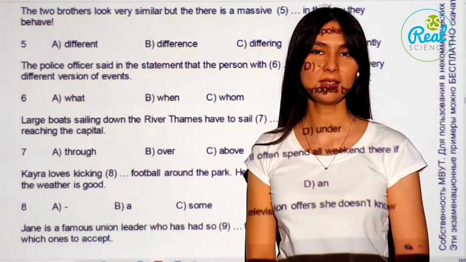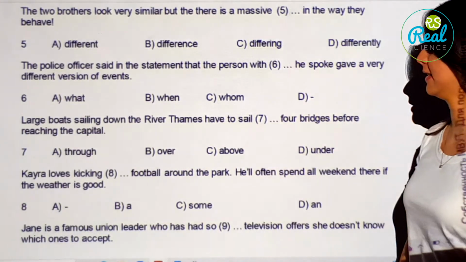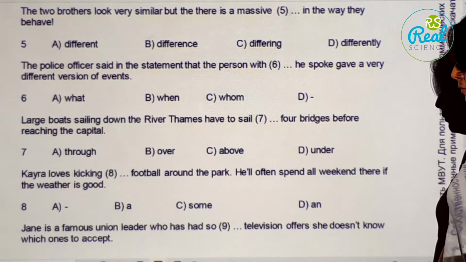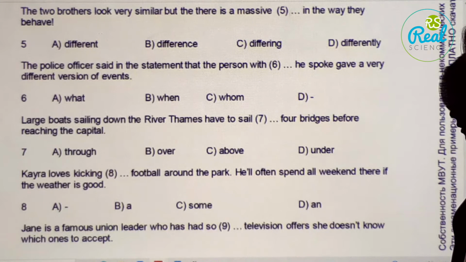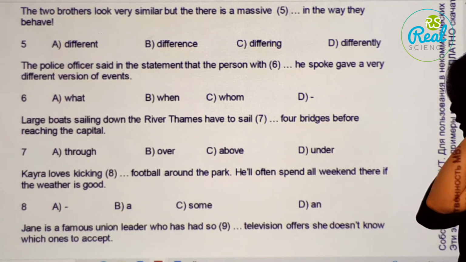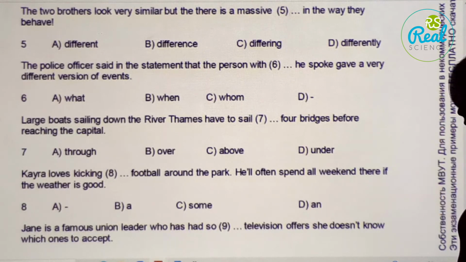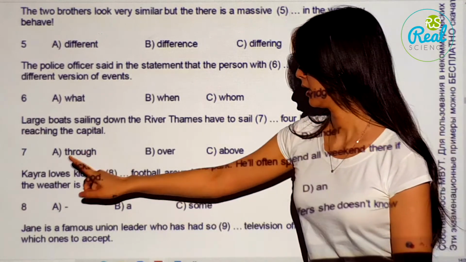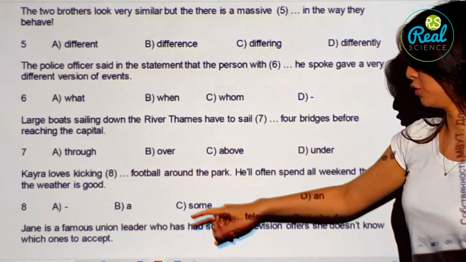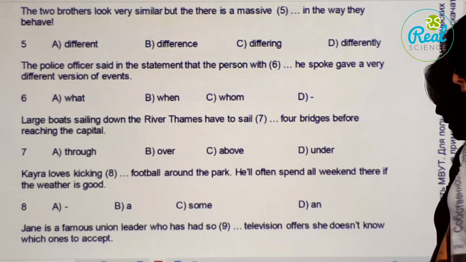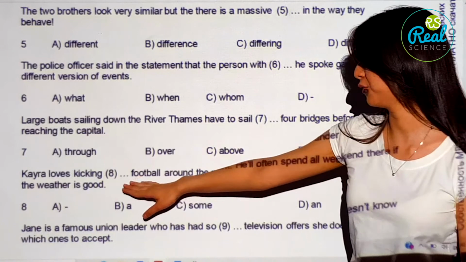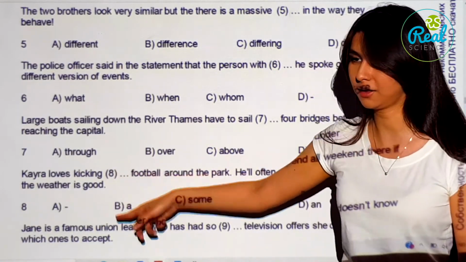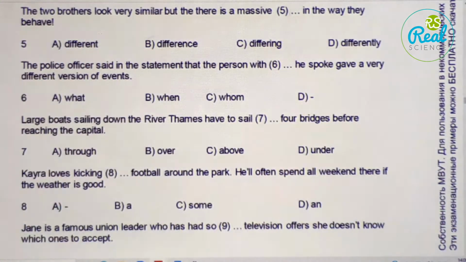So 8. Who wants to read? Any volunteer? Can I read? Kyra loves kicking football around the park. Without any article. Nothing. Just kicking football, yes? Okay, correct. Very good. So the correct option is A1, just kicking football. So we don't put here any articles. Okay, now let's move on.